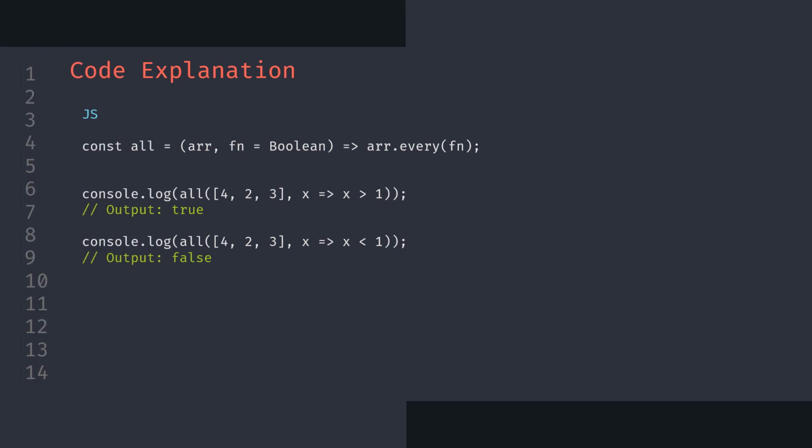Here's the implementation of our solution. The function all takes two arguments, an array and an optional predicate function. If no predicate is provided, it defaults to Boolean, meaning it will check if all elements are truthy. The Array.prototype.every method is used to test each element against the predicate. This concise implementation ensures flexibility while maintaining readability.